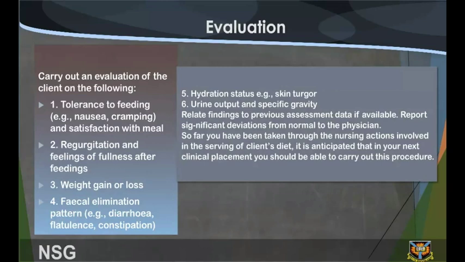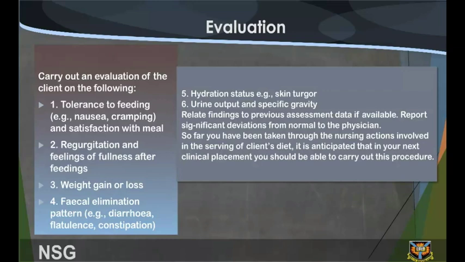Evaluation. Carry out an evaluation of the client on the following. 1. Tolerance to feeding. For example, nausea, cramping, and satisfaction with meal. 2. Regurgitation and feelings of fullness after feedings. 3. Weight gain or loss. 4. Fecal elimination pattern. For example, diarrhea, flatulence, constipation. 5. Hydration status. For example, skin turgor. 6. Urine output and specific gravity.